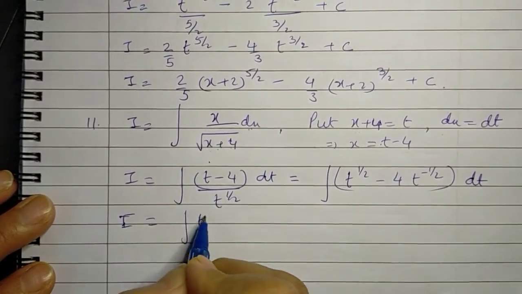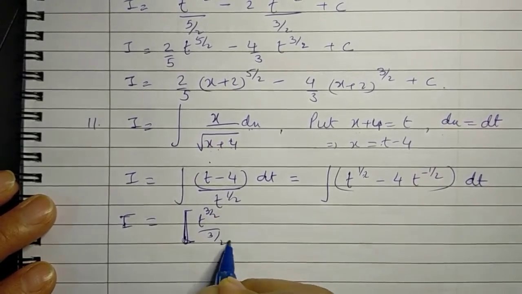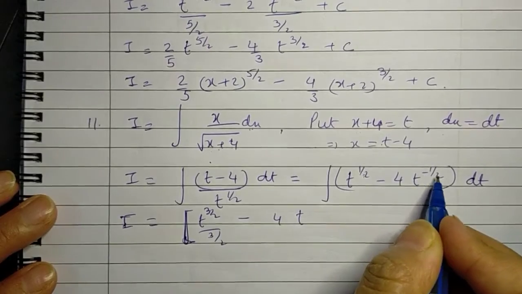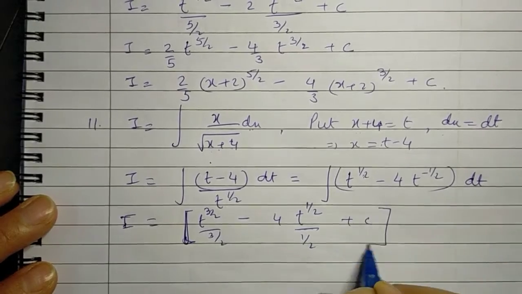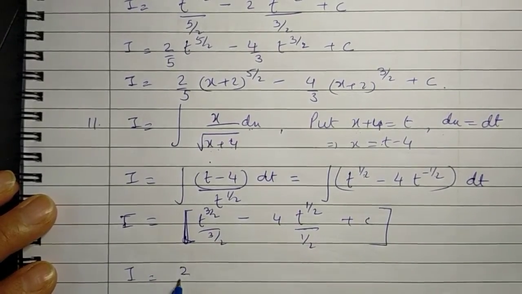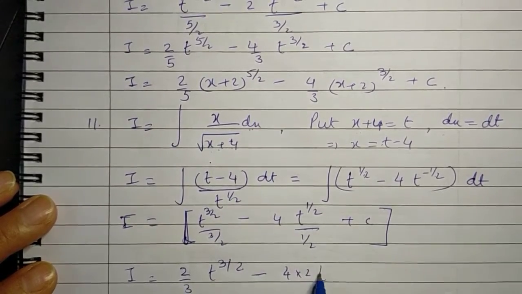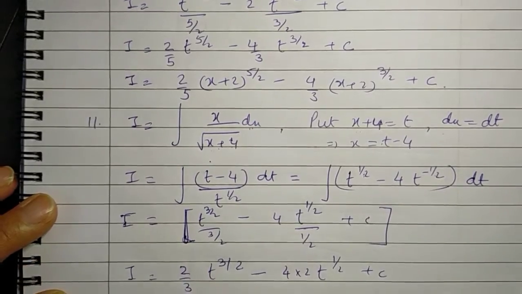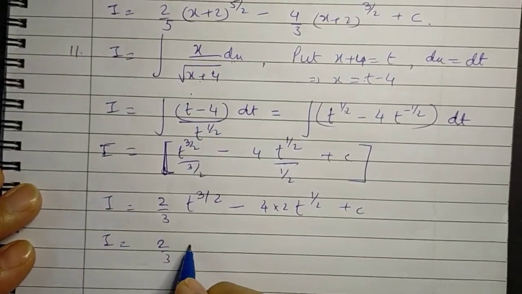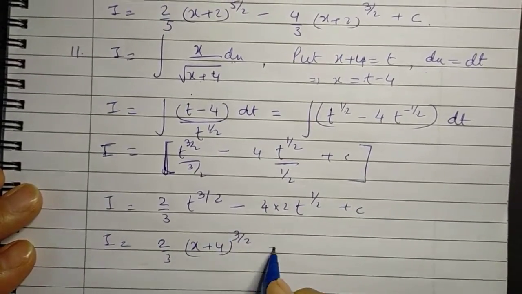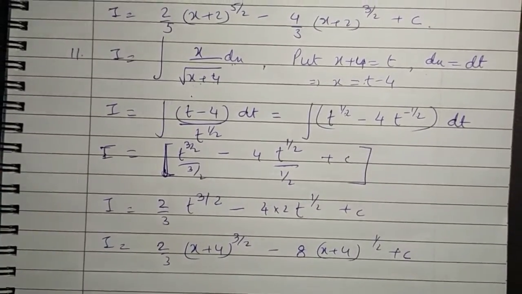And so you apply the integral, and this becomes t raised to the power 3 by 2 over 3 by 2, minus 4 t raised to the power minus half plus 1, which is plus half, upon half, plus a constant. I becomes equal to 2 by 3 t raised to the power 3 by 2 minus 4 into 2 t raised to the power half plus c. Now replacing t back in terms of x, we get 2 by 3 (x plus 4) raised to the power 3 by 2 minus 8 (x plus 4) raised to the power of half plus a constant.